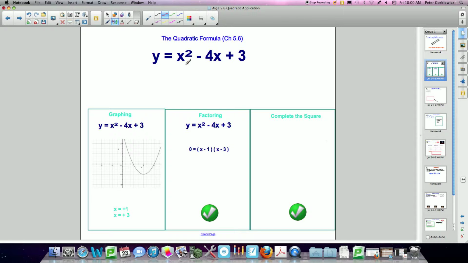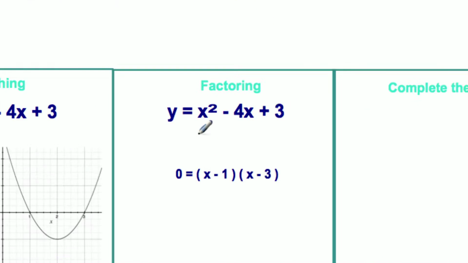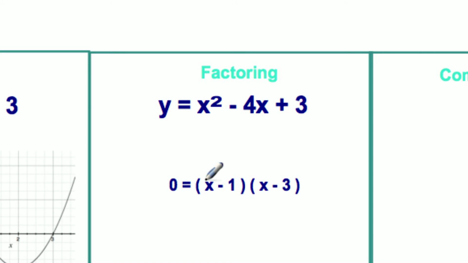two binomials that multiply together to get this trinomial back. So the x and the x would multiply together to give you the x squared. The -1 and the -3 multiply together to give you the +3, and you get -3x's and -1 more x, so you get -4x.